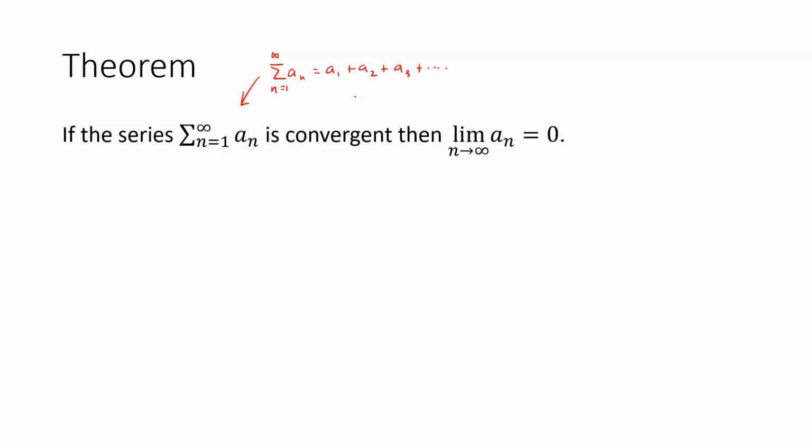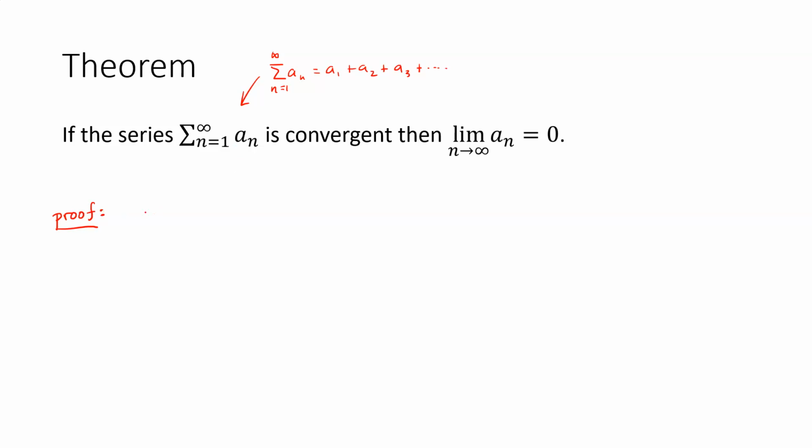So here the assumption is that if a series is convergent, then the limit as n goes to infinity of the terms of the series, in other words, each term that I'm looking at in the series, has to eventually get very small. In other words, it has to eventually go to 0. Let's do a formal proof.